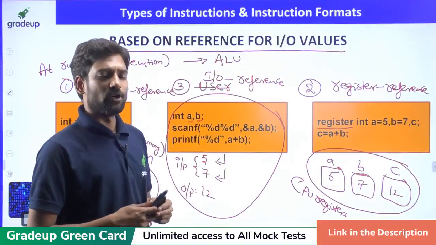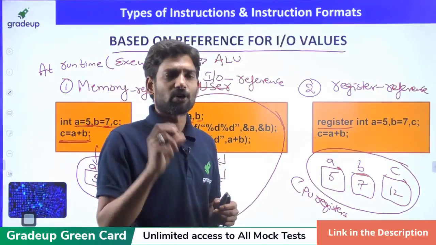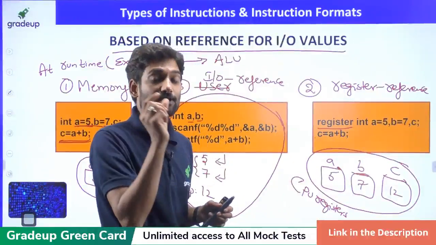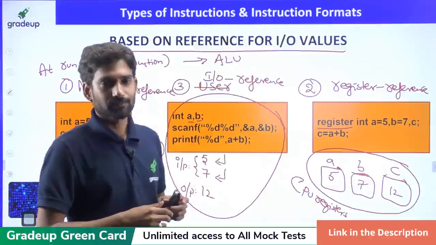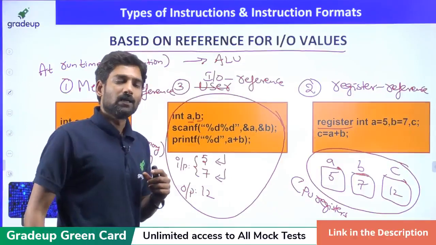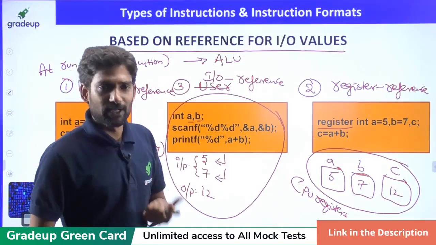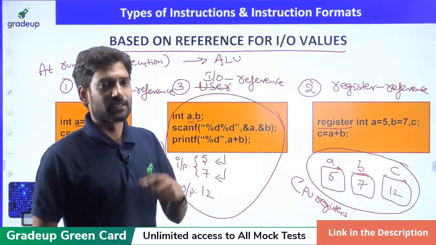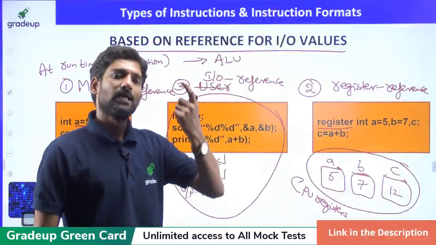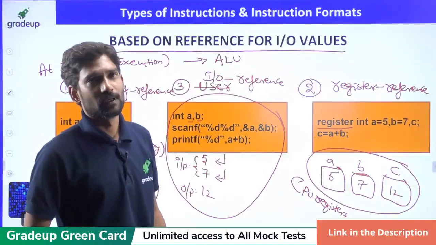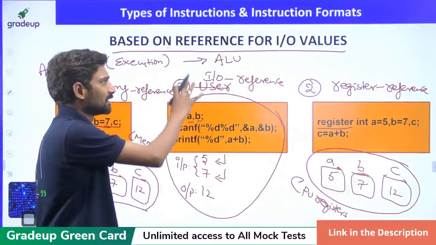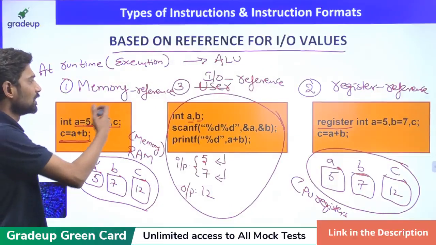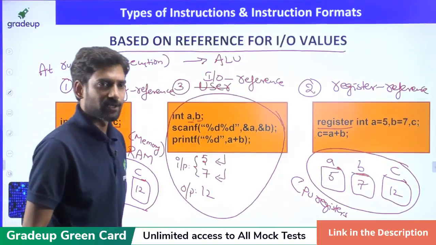So there is no such particular instruction or opcode to say that it is register reference, it is IO reference, because you should see the operands. Based on the operands, if they are memory operands, memory reference. If they are values, IO reference. If they are register names, register reference. Very simple. So the second classification for instructions is based on reference: IO values, memory reference, register reference.